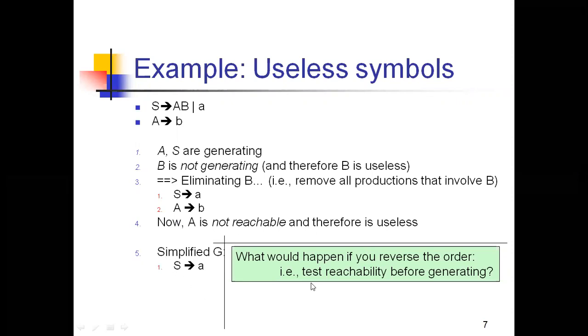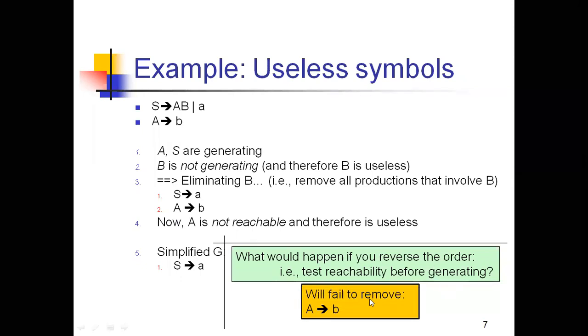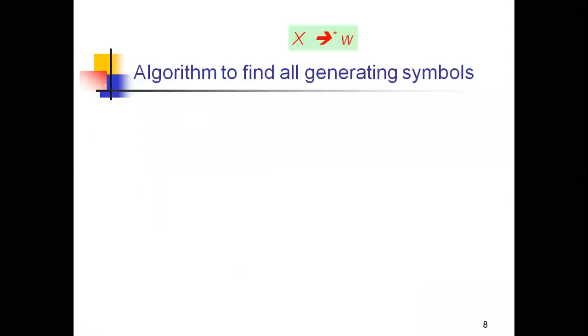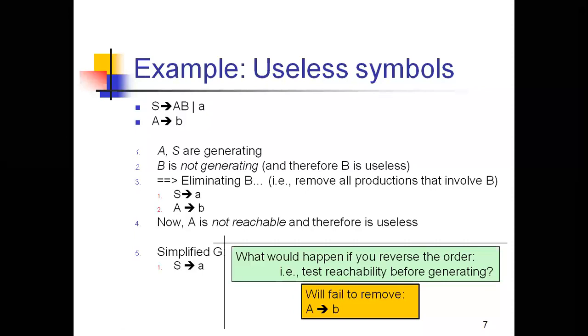What would happen if you reverse the order? That means testing reachability before generating will fail to remove A tends to B. Right. And this is an example for useless symbol. Please make a note of this example. I think you all understand how to remove the useless symbols also.